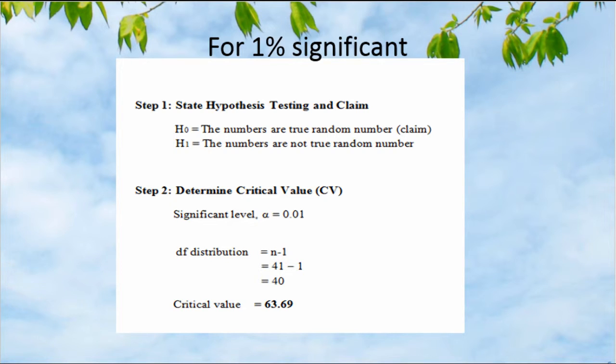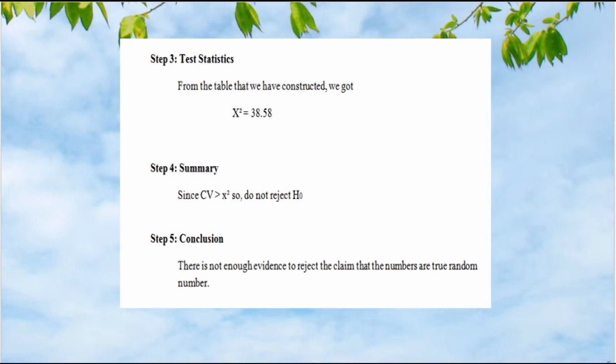Step 2 is to determine the critical value. The significance level, also known as alpha, is already given, which is 0.01. To find the degree of freedom, we use the formula n-1, and the value of our n is 41 minus 1, so we get 40. By referring to the chi-square table, the critical value we got is 63.69. Step 3 is the test statistic.